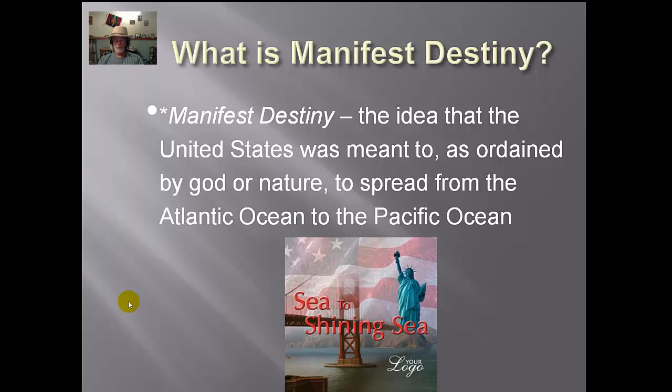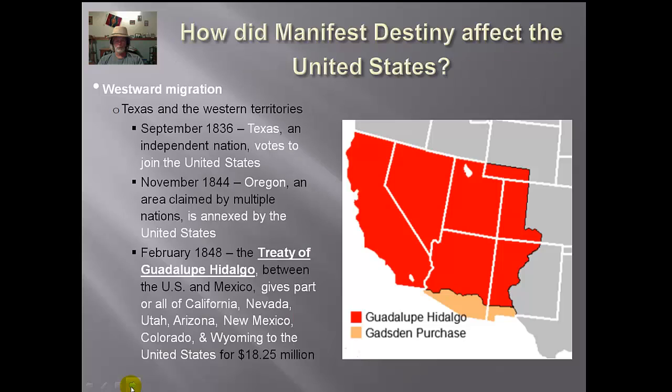And with the Atlantic Ocean to the Pacific, two natural boundaries, it's really not hard to conceive that people would want to fill up that territory between the two oceans. And so this whole idea of Manifest Destiny was put forth. How did Manifest Destiny affect the United States? Well, you think about it. People were going to go out there, and no matter what happened, Americans were going to go into that land. And so the Western migration, Texas and the Western territories.